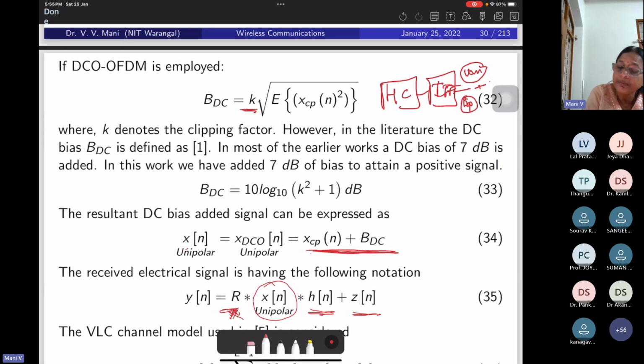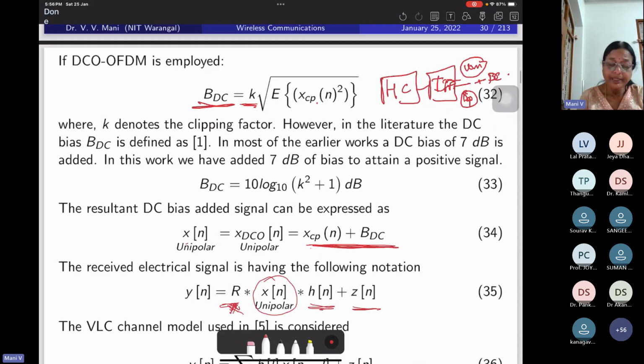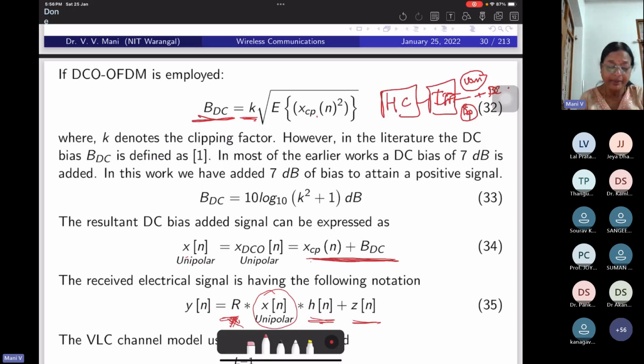So we add some DC bias, right? But how much DC bias we generally have to add to the system is calculated based on the symbols you are transmitting, that is the expected value of x_cp of n whole square. The symbol energy we calculate and multiply with some constant factor k, and based on that we compute the B_DC. That B_DC is added to your IFFT output. This B_DC is represented in a log format, in dB.